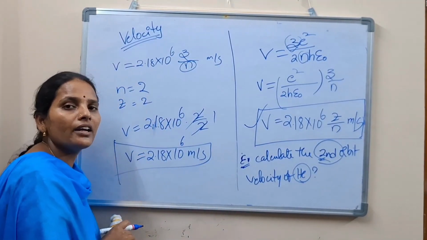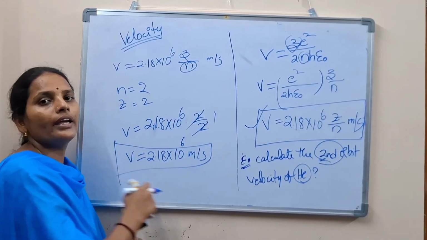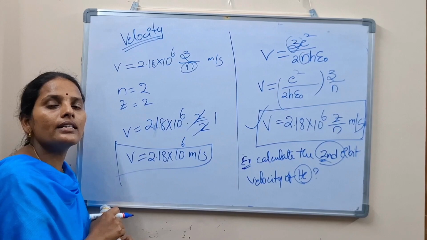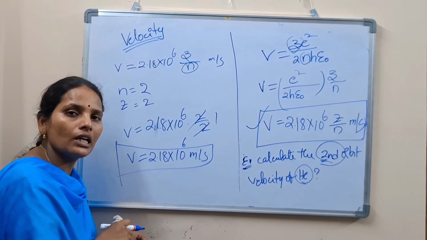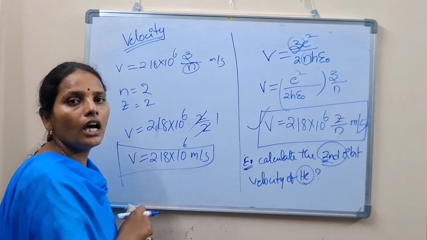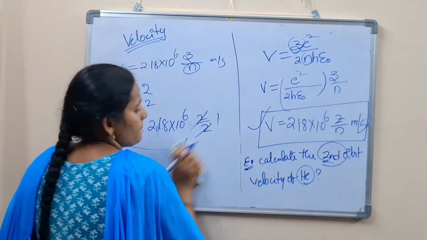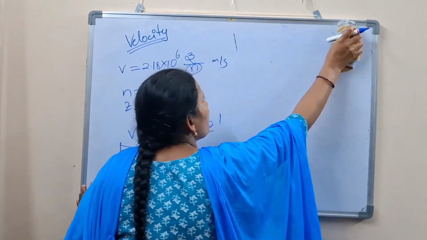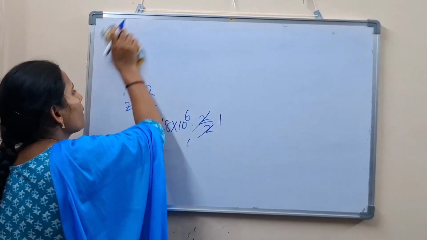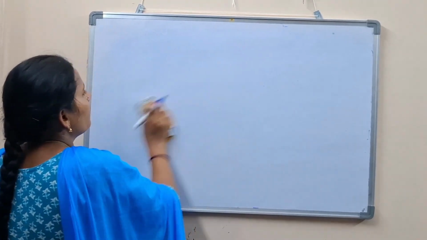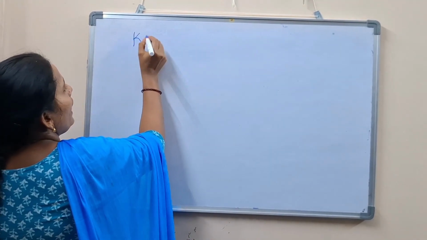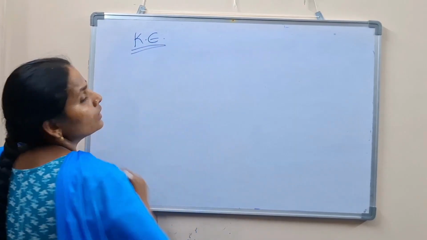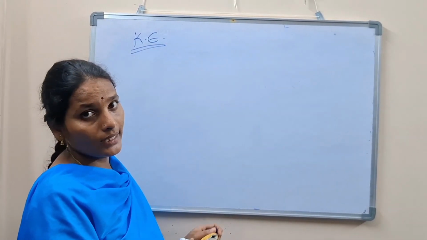After finding the radius and velocity, we have to move to the kinetic energy, potential energy and total energy of the electron present in the orbit. First one, kinetic energy of the electron in the orbit.